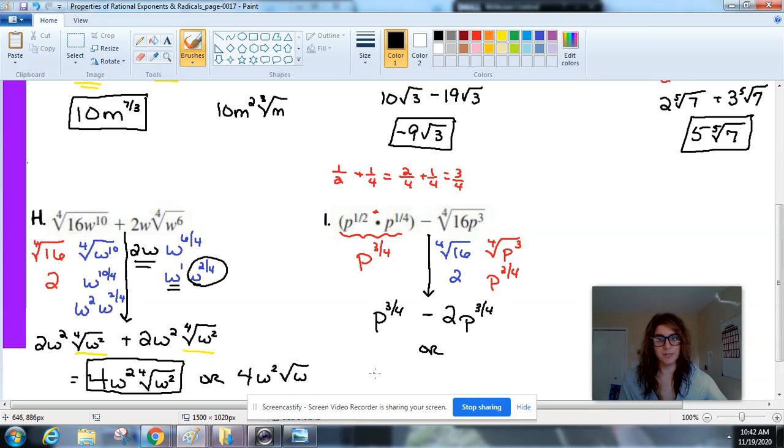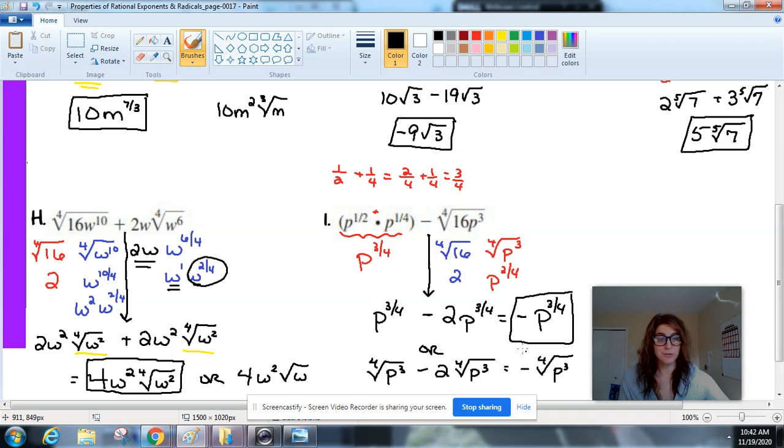So either put them both in radicals or put them both in exponents. It doesn't matter. So if you wanted to, you could have the 4th root of p cubed minus 2 times the 4th root of p cubed. They're both identical, so it doesn't matter. And you're going to get negative p to the 3/4, or negative 4th root of p cubed. Again, either option is fine. Since they gave it to you in both, there is no requirement to change it from one to the other.